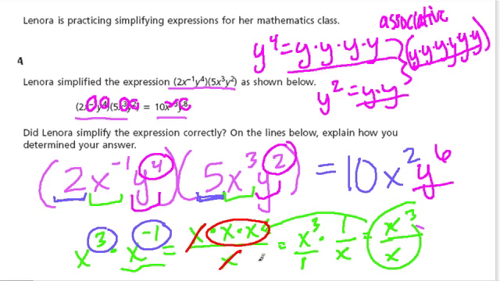X to the second, we could show this progression here where these cross out and say how we should be adding the exponents, and that leaves x squared.